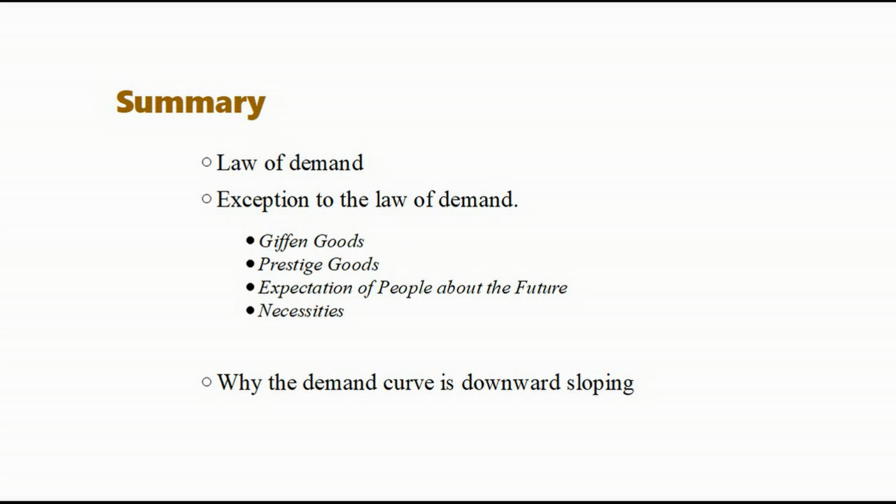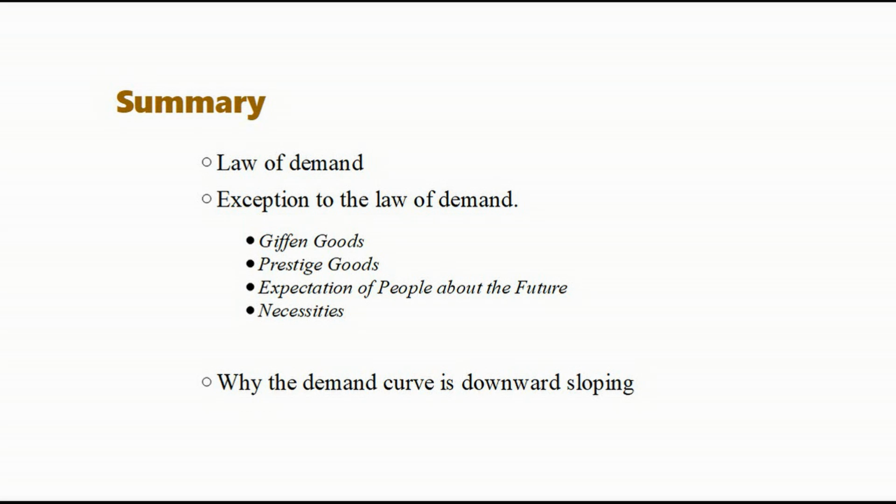And we tried to see exceptions to the law of demand. These are conditions that violate the law of demand. The law of demand states that there is an inverse relationship and we have a negatively sloped demand curve. But in the case of exceptions, we are going to have an upward sloping demand curve, which means whenever there is an increase in the price of a commodity, there is also an increase in demand. That gives us an upward sloping demand curve. And this condition occurs in the case of Giffen goods, prestige goods, expectation of people about the future, and in the case of necessities.